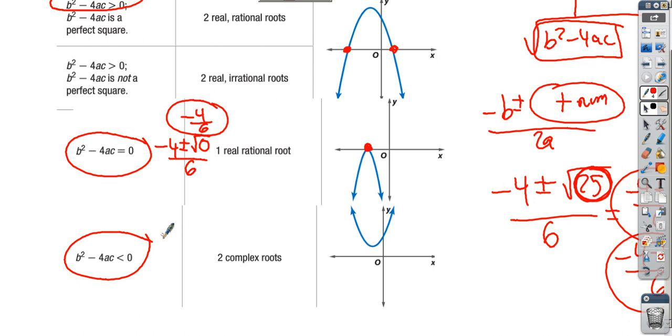Finally, this last case is when you have an imaginary solution. So we just did one with the square root of negative 4. That right there is an imaginary number. You're not going to have a real solution. You're going to have two what are called complex, or two imaginary solutions.